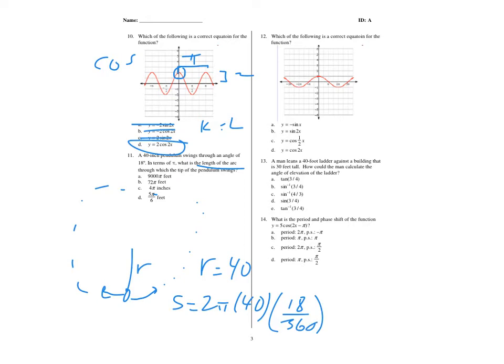And so then what I would do next is cancel these out and that gives me 180, and then I can cancel those out and that gives me 1 over 10, and so I get 40 pi over 10, which would be 4 pi.